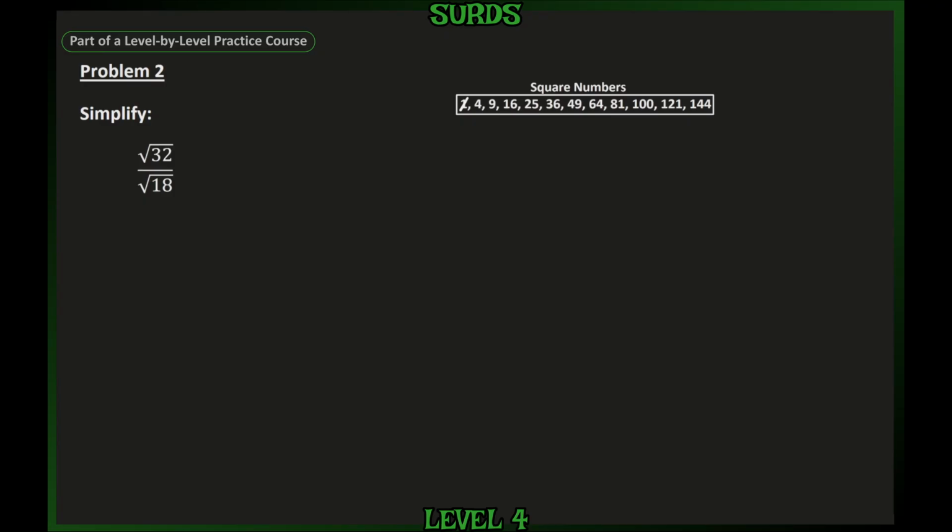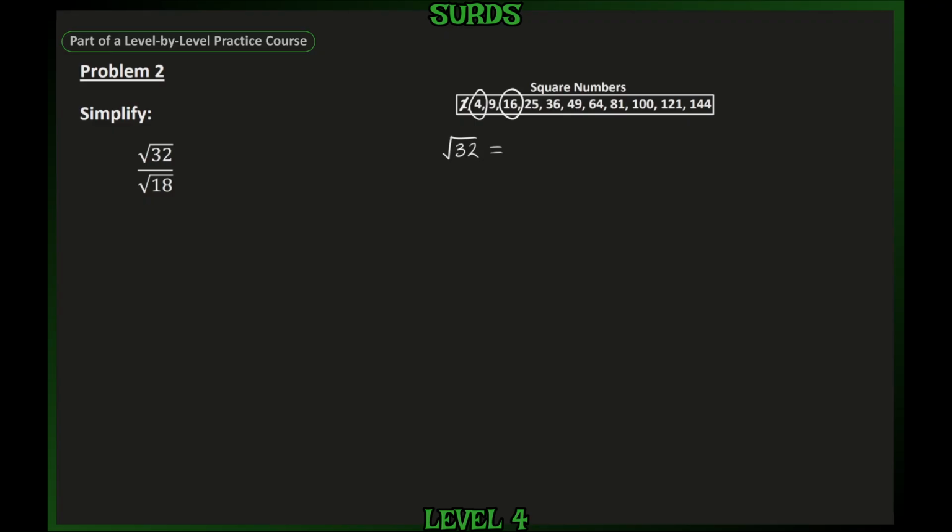In problem 2, we're asked to simplify the square root of 32 divided by the square root of 18. Again here, what we'd like to do is simplify each surd individually if we can, and then simplify the fraction. So starting with the square root of 32, we're looking for two numbers that multiply to make 32, where 1 is a square number. And 4 times 8 gives us 32, but 16 times 2 also gives us 32. So we're going to use the largest one, which is 16.